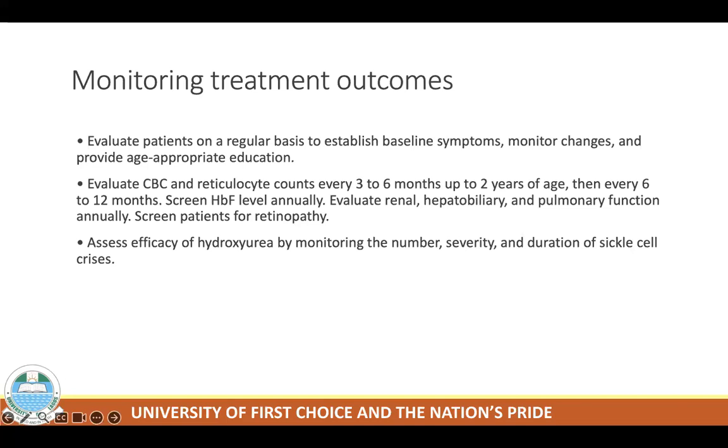Codeine and pentazocine are commonly used in Nigeria. But of course, it's been banned right now, so it can only be obtained with prescription. Tramadol.